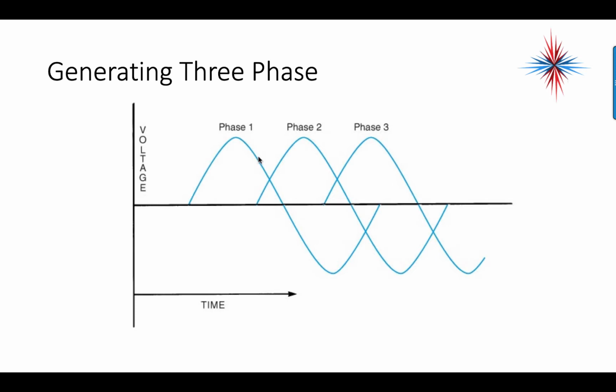So as we move forward in time, we do not have any two windings in 0 at the same time.